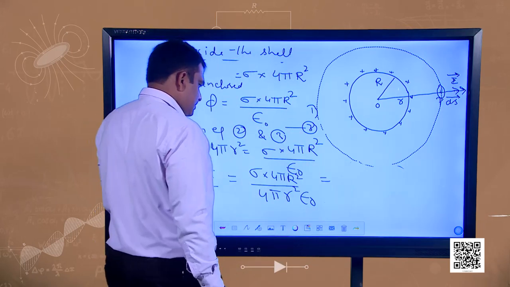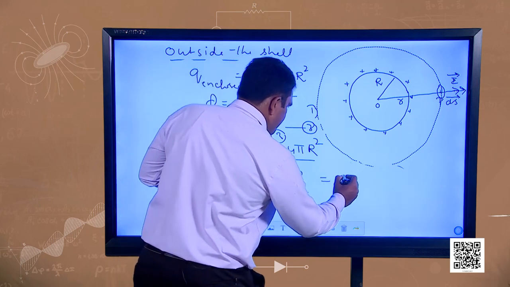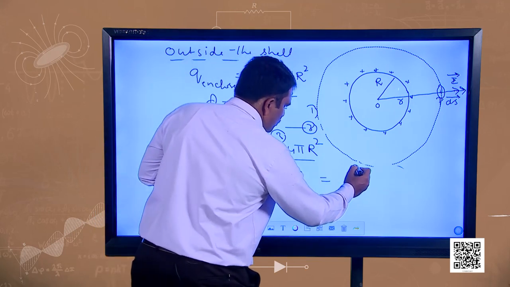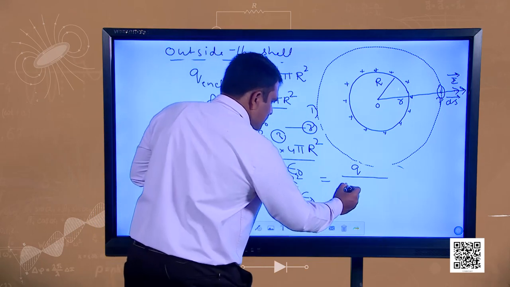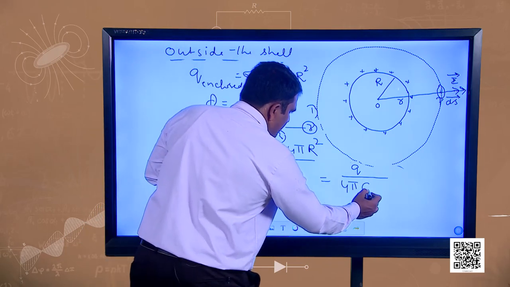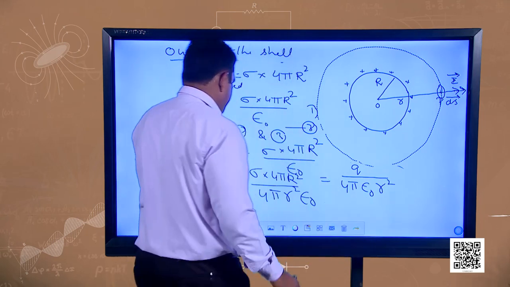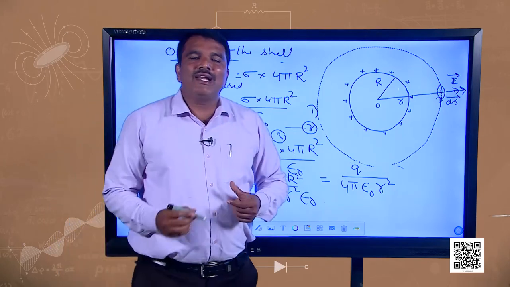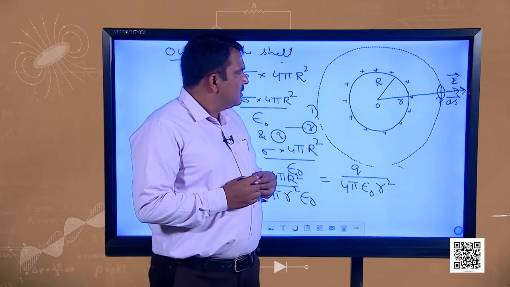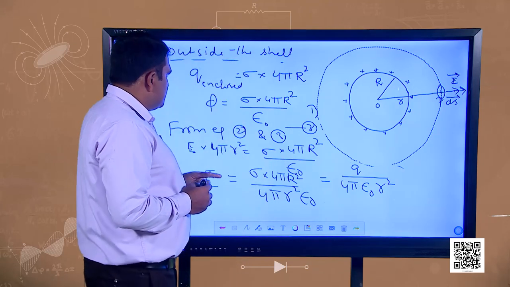So, we get sigma into 4 pi R square is Q, and by reshuffling it, you can write Q divided by 4 pi epsilon naught multiplied by r square. So, this is the magnitude of electric field at any point P, which is lying outside the uniformly charged spherical cell. So, this is the magnitude part.